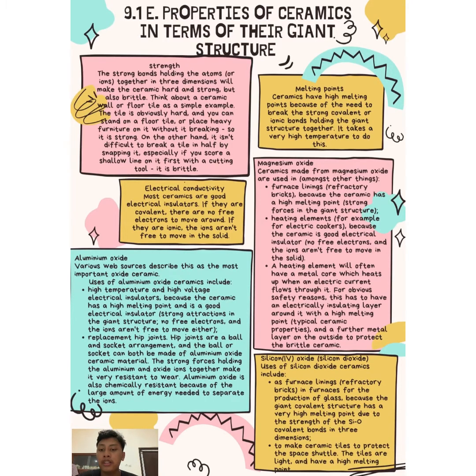And the third example is silicon dioxide. Uses of silicon dioxide ceramics include, the first is furnace linings or refractory bricks in a furnace for the production of glass, because the giant covalent structure has a very high melting point due to the strength of the covalent bonds in 3 dimensions. And the second is to make ceramic tiles to protect the space shuttle. The tiles are light and have a high melting point.